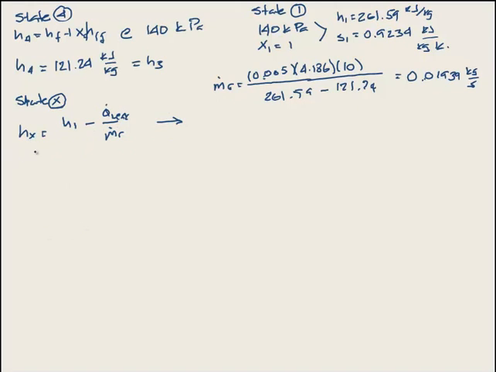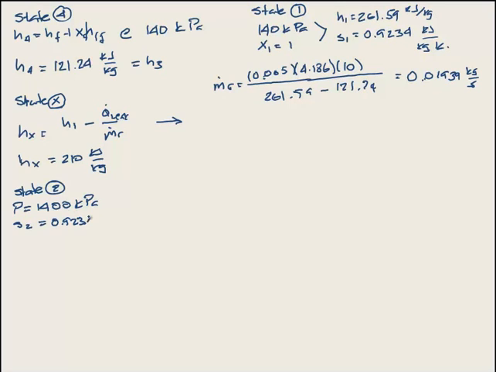So by substituting these values, we have Hx to be equal to 210 kilojoules per kilogram. Now for the compressor state 2, we would like to find out with pressure equal to 1400 kilopascal and S2 equal to S1, which is 0.9234 kilojoules per kilogram Kelvin. By interpolation, we have H2 equals 280.36.